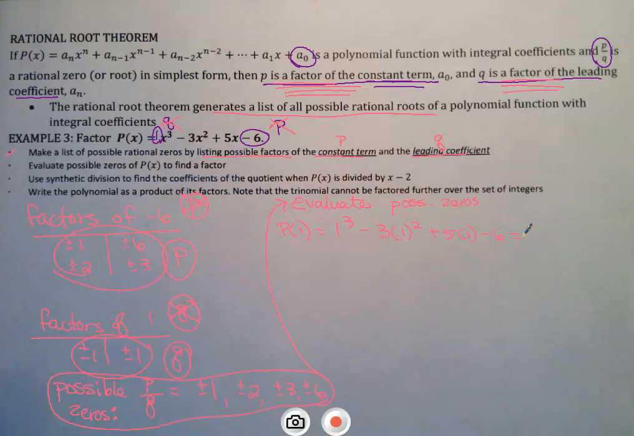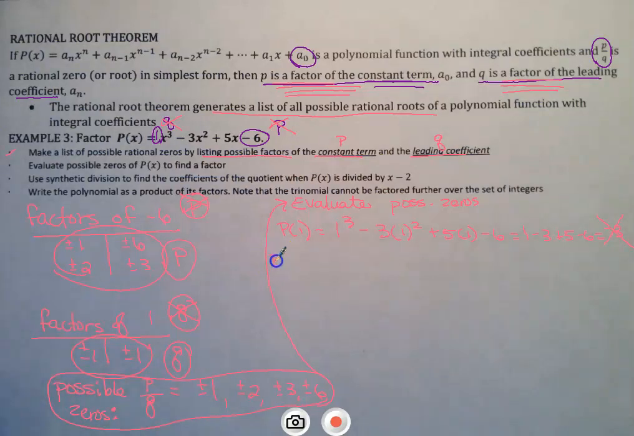I understand what you're doing. Can I run the rest? Yes. Okay, so 1 cubed is 1. 1 squared times negative 3 is negative 3. Plus 5 times 1 is 5. Minus 6. So 1 minus 3 plus 5 minus 6 is negative 3. So not a 0. So we're going to go to the next one.